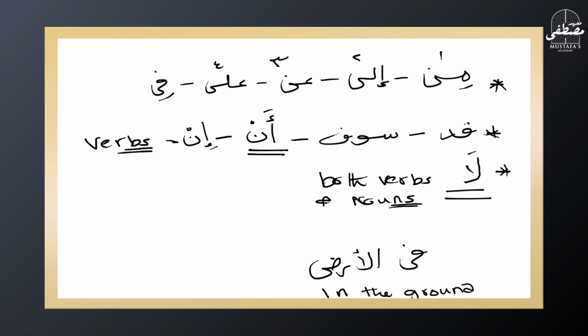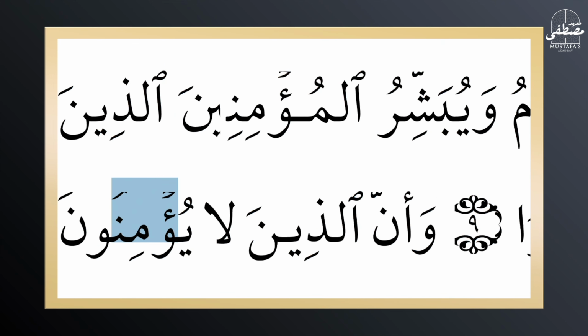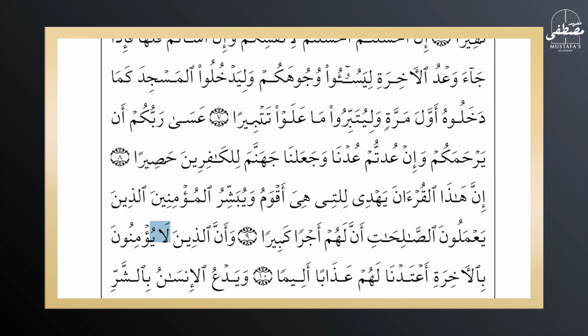Now look at this la. Can we find anything that literally shows it can be used for both nouns and verbs? Aywa, look. Allah says, وَأَنَّ الَّذِينَ لَا يُؤْمِنُونَ. This la, after it follows, is a verb. You can see that's a verb. La, and then la yu'minun. It's a verb. That's very simple.